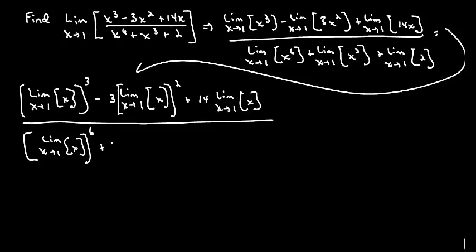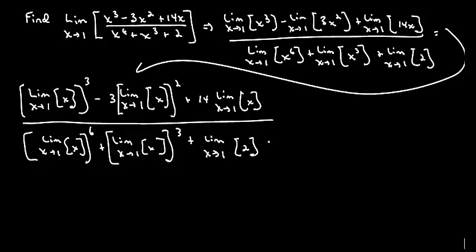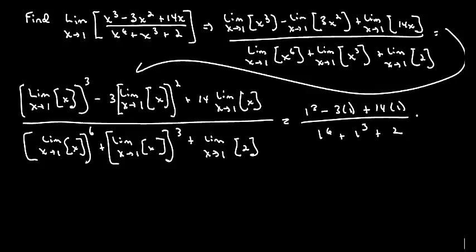And then here, this is going to be plus the limit as x approaches 1 of x to the third, plus here, of course, our constant rule. So this right here we know is 1, so we have 1 to the third, minus 3 times 1, plus 14 times 1, over 1 to the 6th plus 1 to the third plus 2. And if we keep computing that, we should get 12 over 4, which is 3.